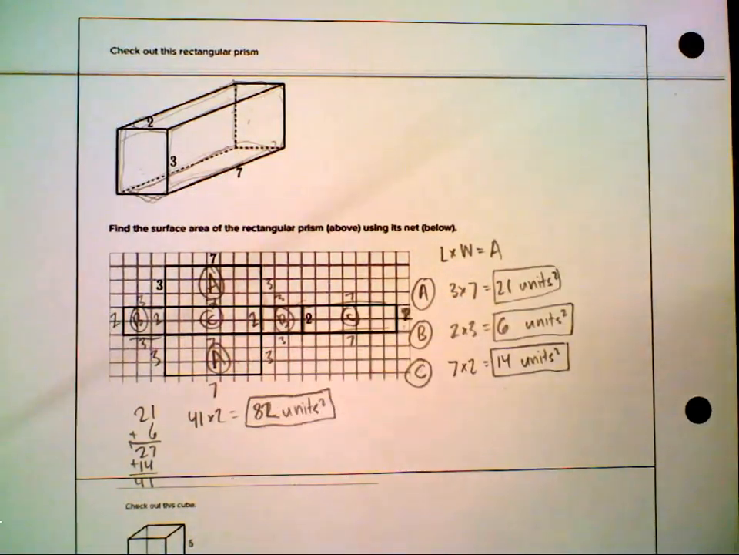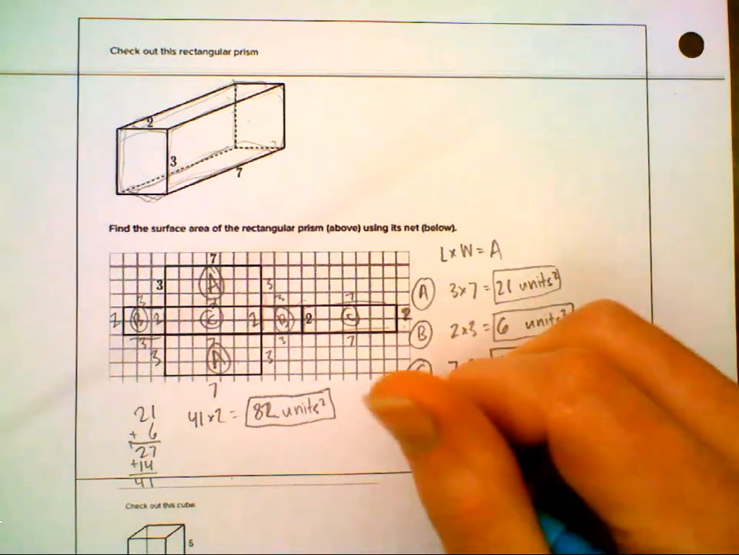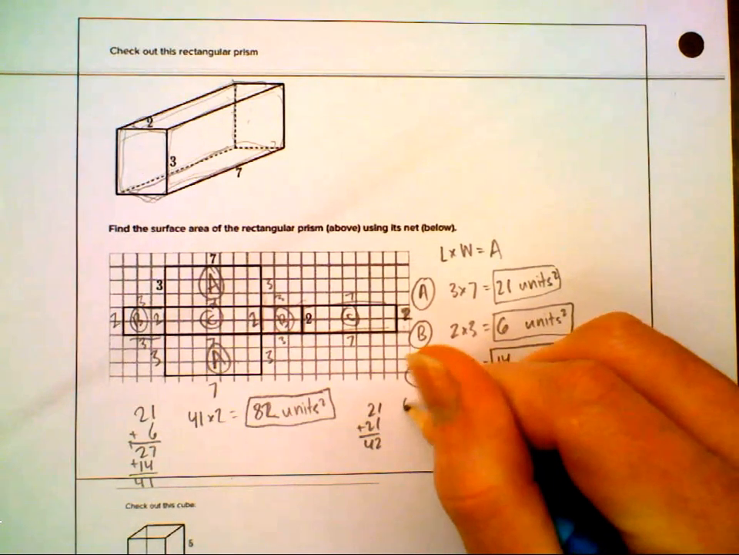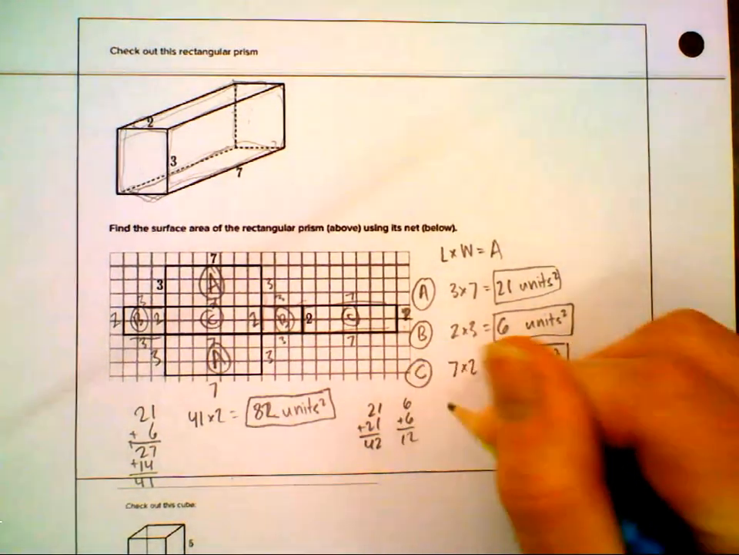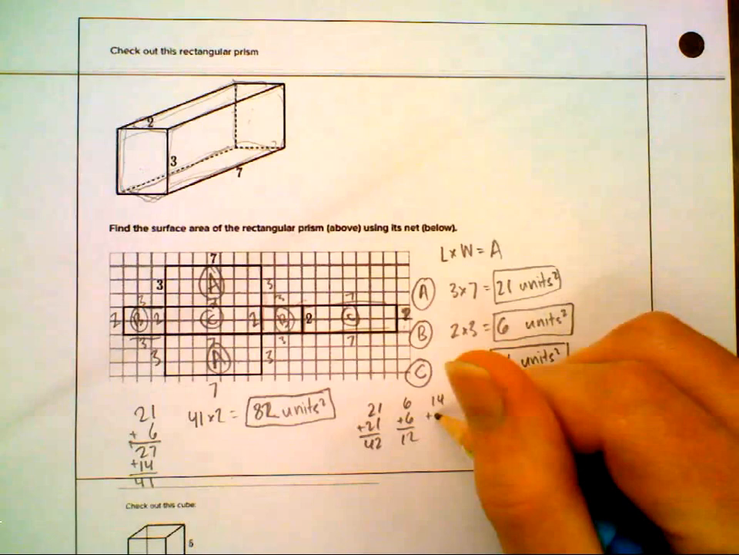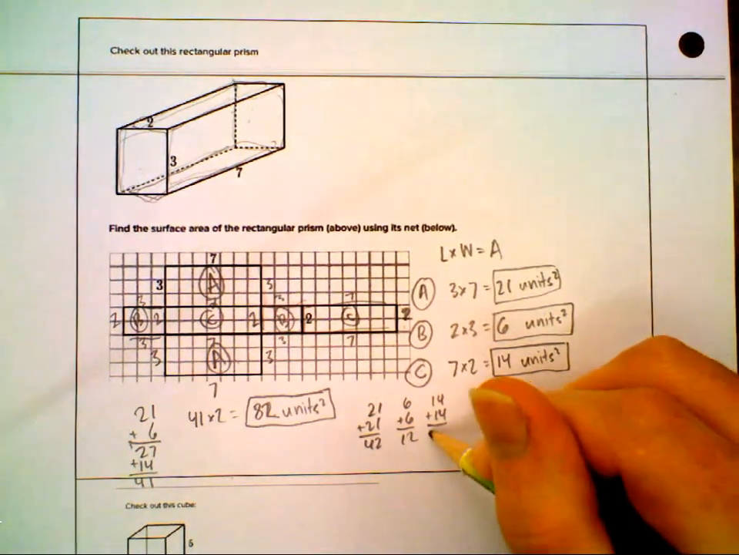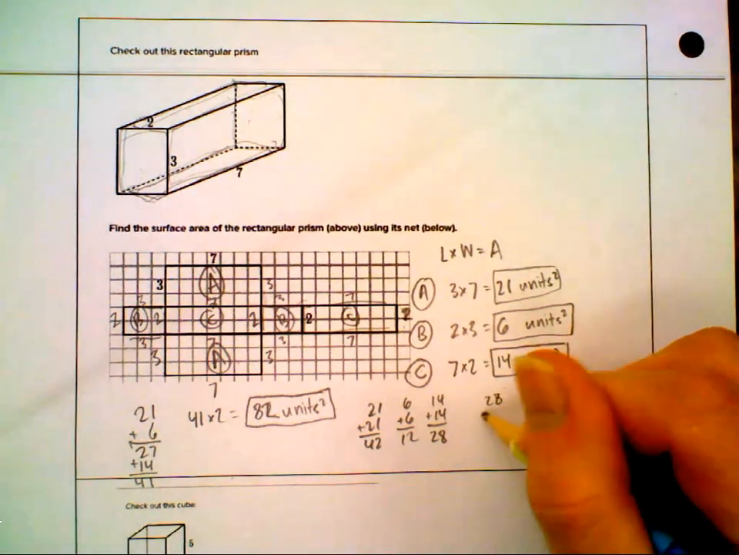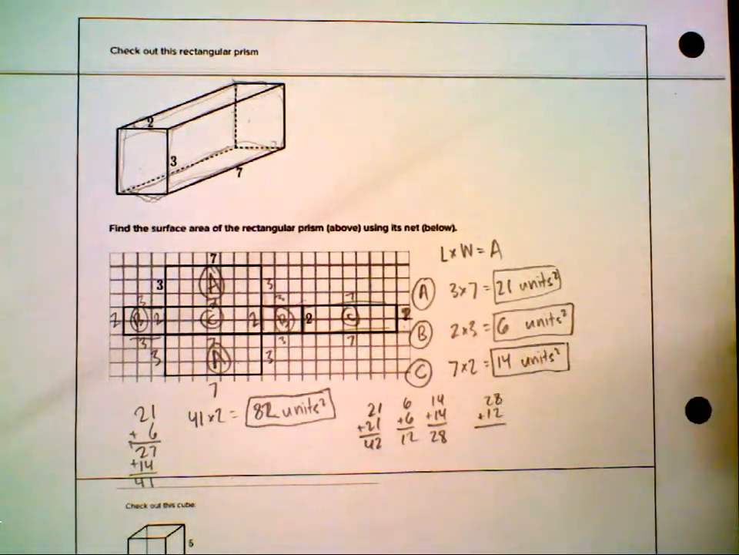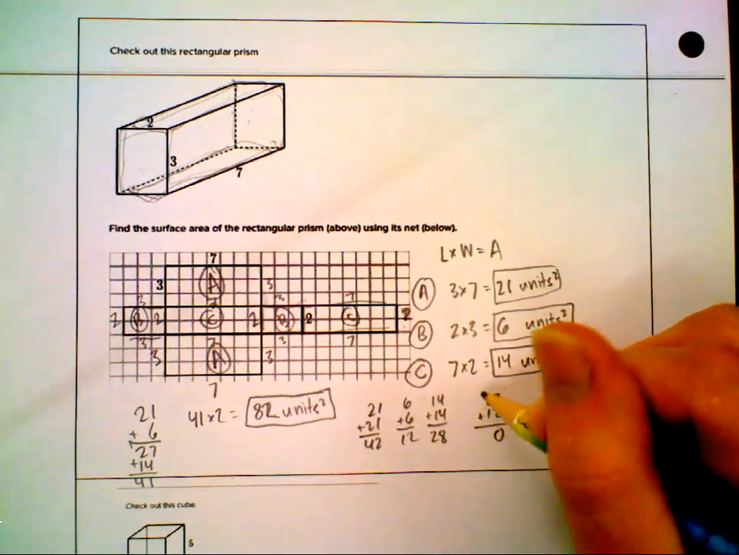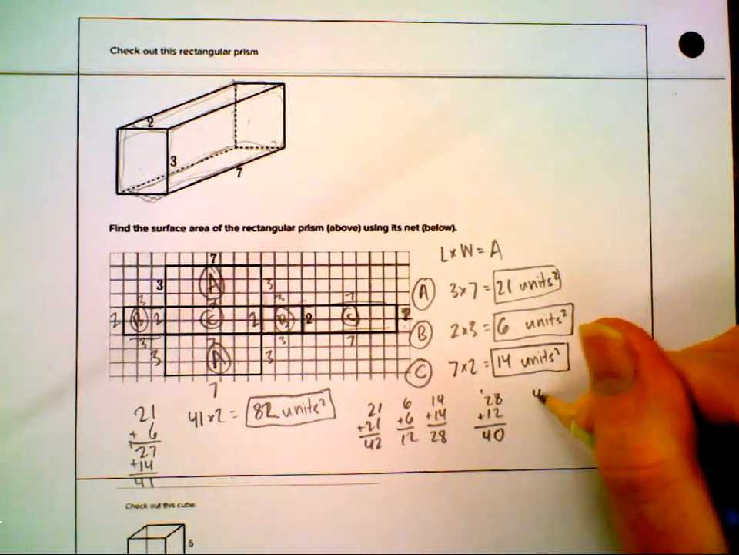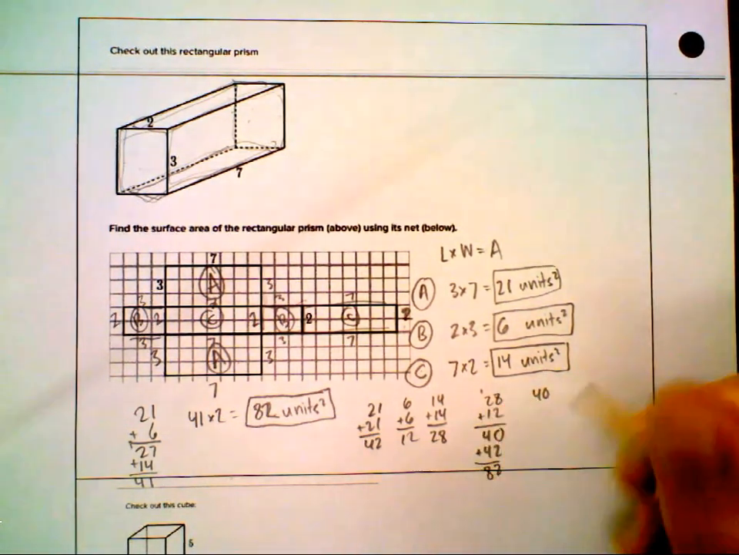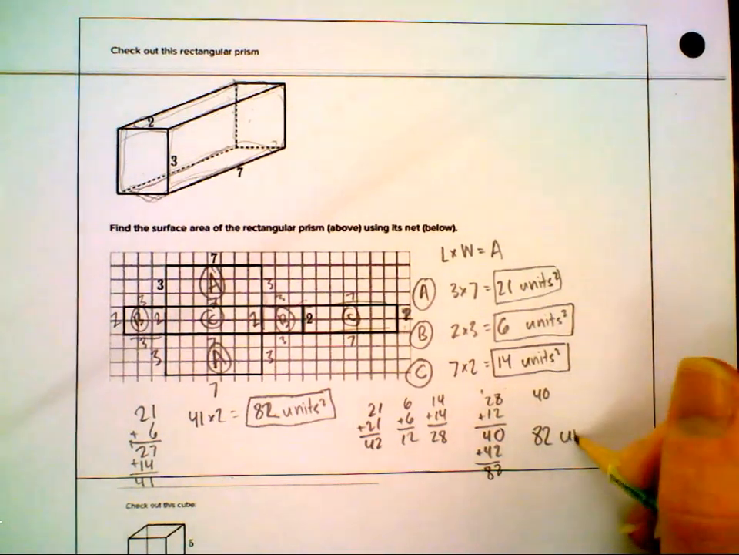Or, like I said, I could add each of these together twice. So 21 plus 21 gives me 42. 6 plus 6 gives me 12. And 14 plus 14 gives me 28. And then add those together. So then that would be 28 plus 12. I chose these because I know that makes a 10. So that gives me 0, 40, and then 40. Or I can just do that down here. Plus 42 gives me 82. So either way, we have 82 units squared.